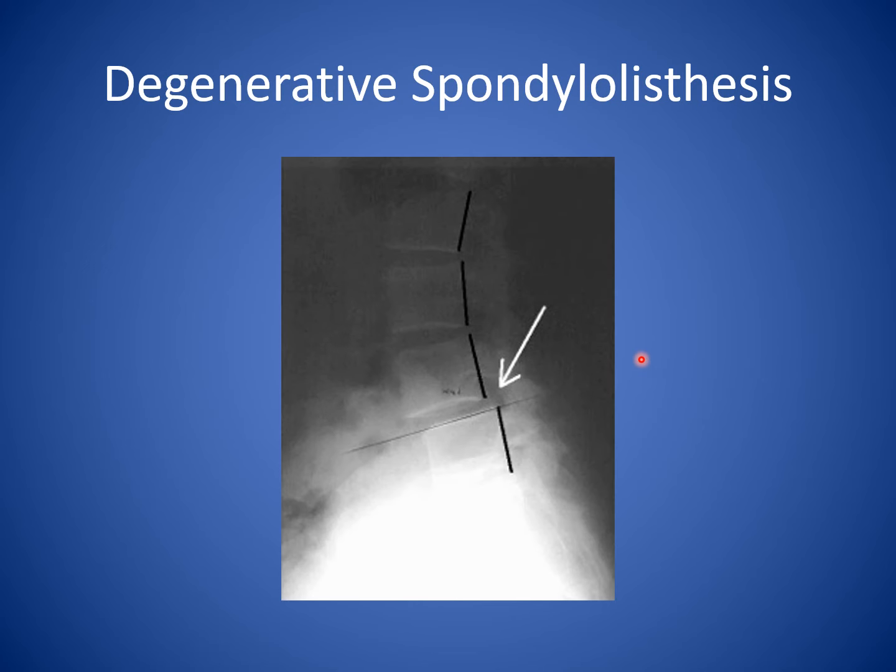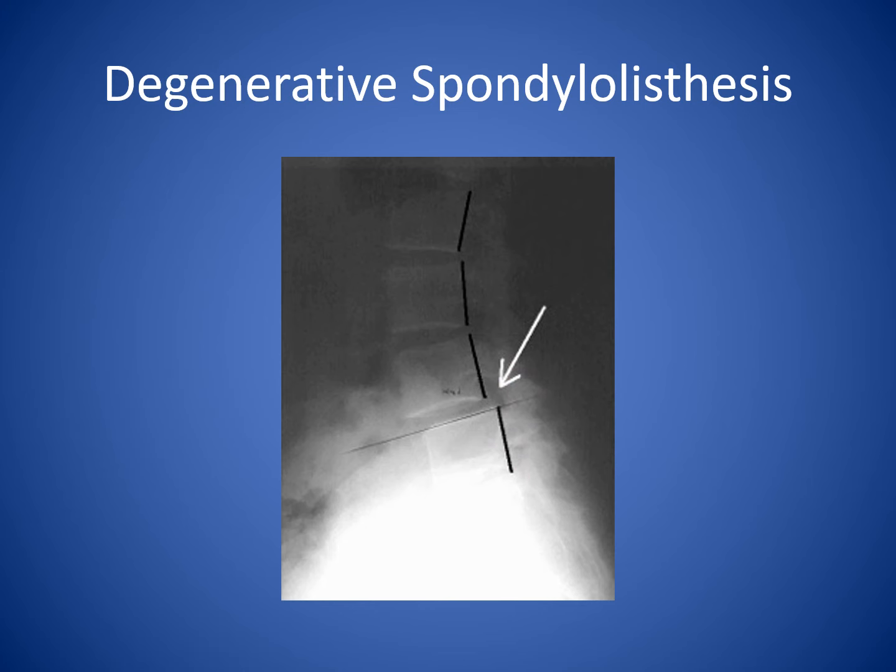There are different kinds of spondylolistheses. The most typical ones are degenerative and isthmic, and we'll talk about those. This is a degenerative spondylolisthesis. You'll see the alignment here is relatively normal, and there's a slip from here to here, and that's because the facets have worn out here.